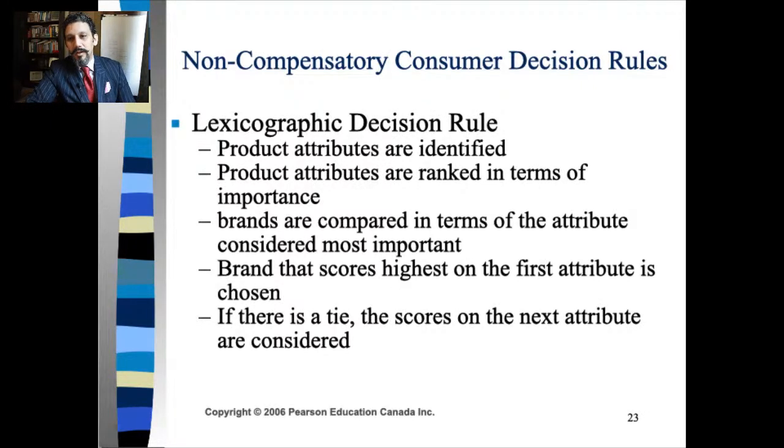Moving on, this is the lexicographic decision rule. Product attributes are identified. They're ranked in terms of importance. Brands are compared in terms of the attribute considered most important. So obviously, you'll have certain attributes that'll be more important than others. And then the brand with the highest score on the first attribute is chosen. If there's a tie, you move on to the next attribute.